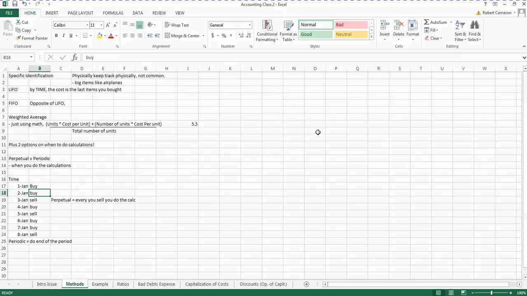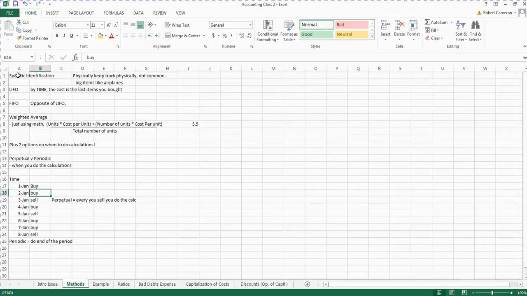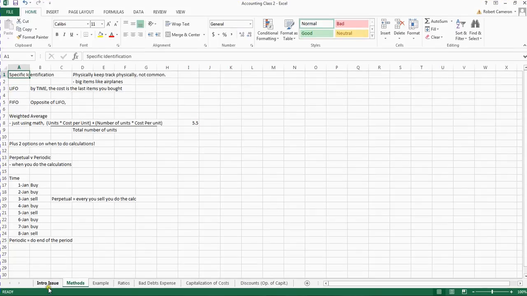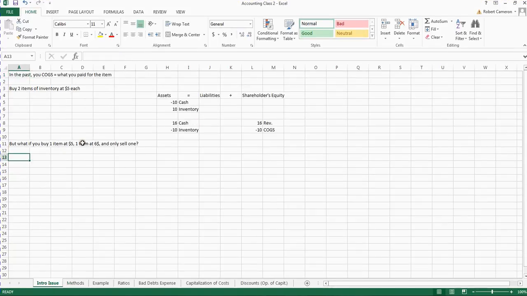So to answer that question, you actually have some options. Here are the four main options. First is specific identification. Couldn't be easier. You actually physically keep track of which inventory is which when you sell it. So you would keep the two items, the $5 and $6 ones, separate, keep track of them, and when you sold one, you knew exactly which one you sold.